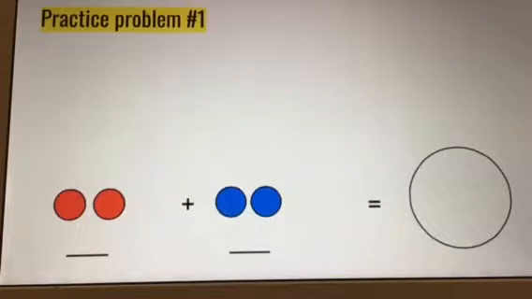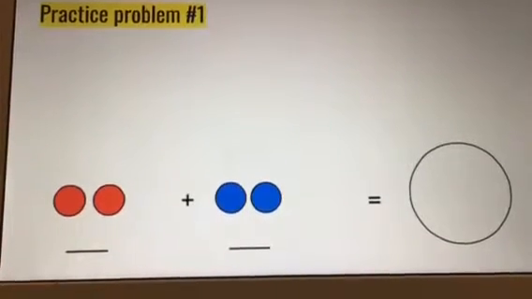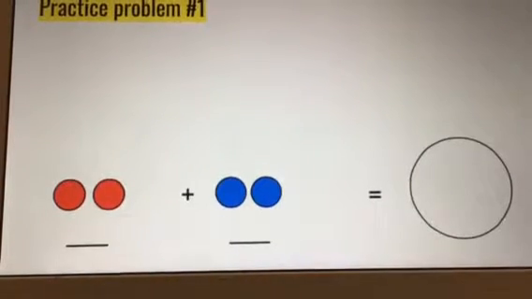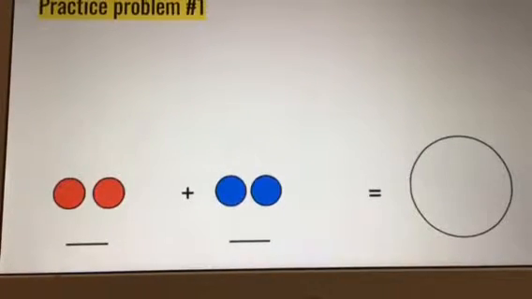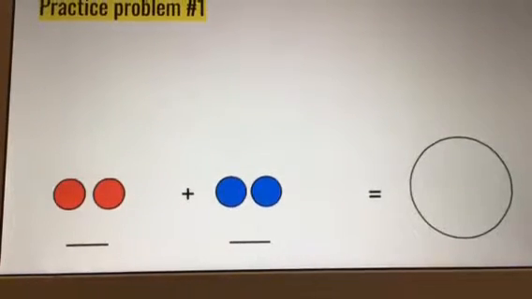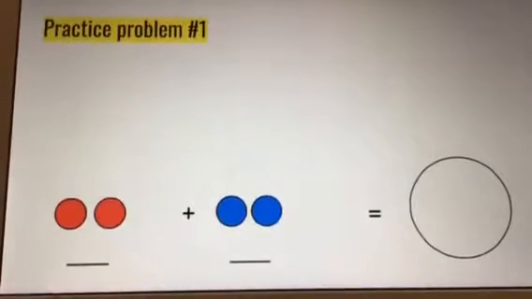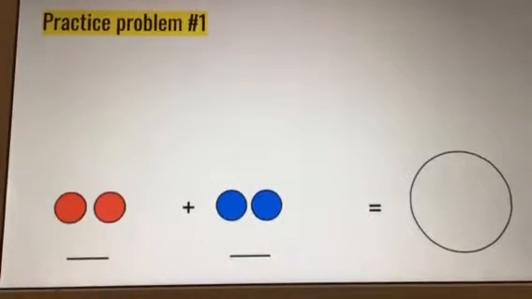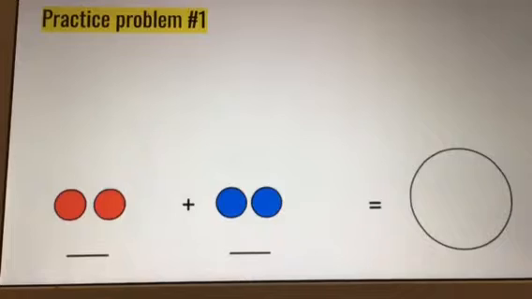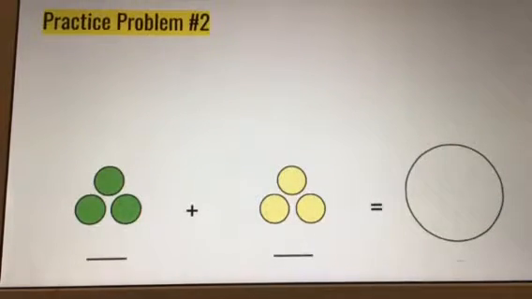For example, if anybody had a question about this one, I will say, well, there are 2 red circles plus 2 blue circles. So below the red circles, you will put the number 2, and below the blue circles, you will put the number 2 as well. And in the circle to the far right-hand corner, you will put the number 4, because that's the answer to this equation.